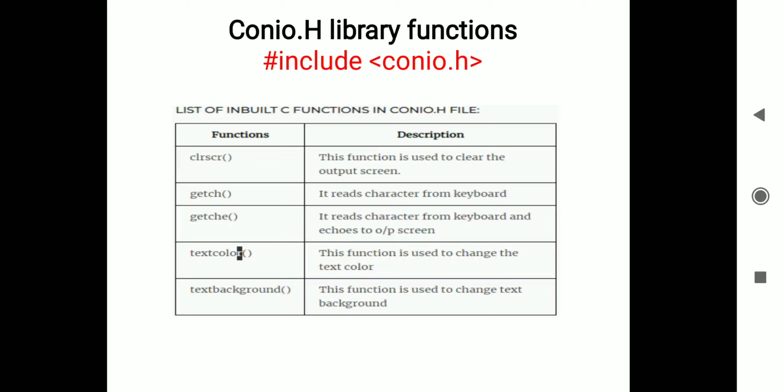The next standard library is hash include conio.h. In that library, the functions related to the keyboard are stored or linked, likewise clrscr, getch, getche, textcolor, textbackground. Clear screen is used to clear the output screen. Next, getch is used to read a character from the keyboard. Next is getche. It reads a character from the keyboard and echoes it to the output screen.